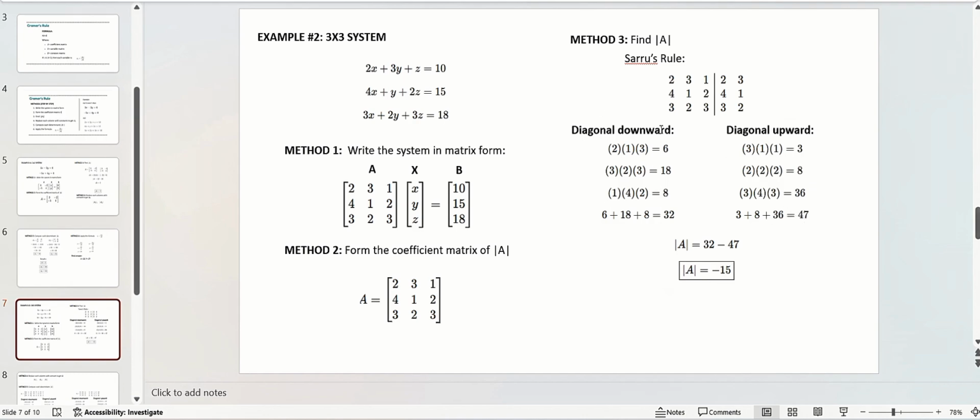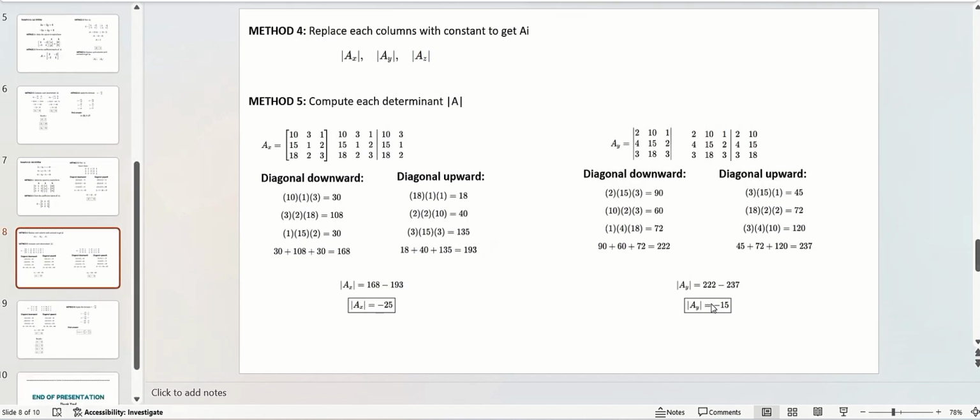So after ni mo makuha ang diagonal downward niya and diagonal upward value niya, atong i-subtract to find the determinant of A. So 32 minus 47 is equal to negative 15. So mao ni atong value sa determinant of A.